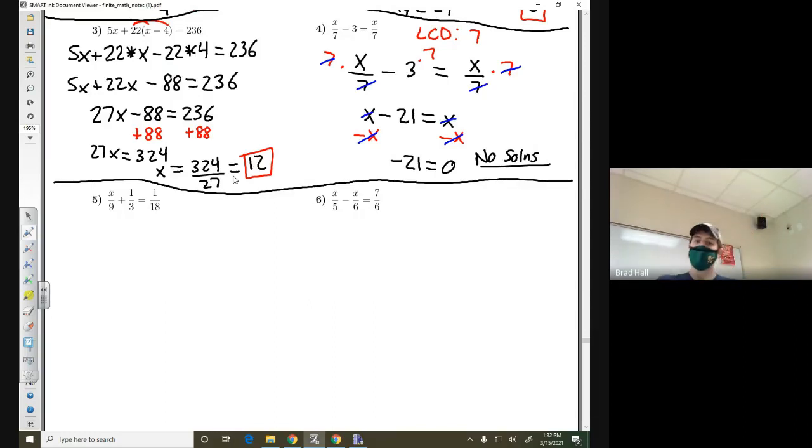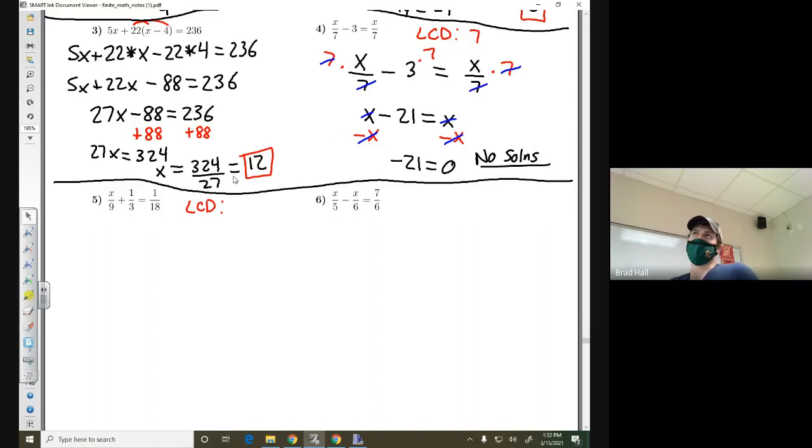Okay. Problem 5. All right, now we have some different denominators. So this is great. My thought process: I see fractions, I get rid of fractions, which immediately makes me think, all right, let's figure out the LCD. The LCD is the smallest number that every denominator will go into, the 9, the 3, and the 18. What is the smallest number that a 9, a 3, and an 18 will go into? What's that?